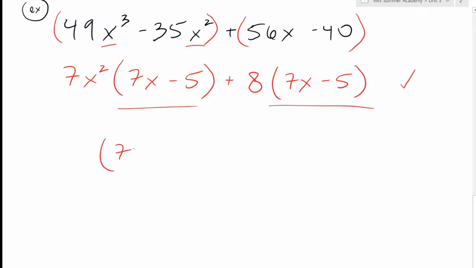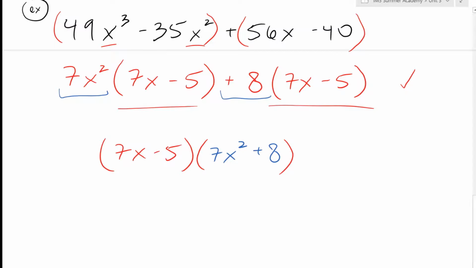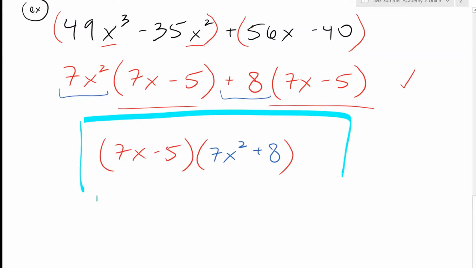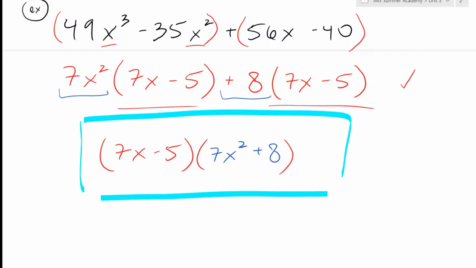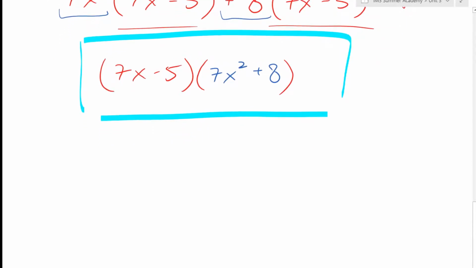Write that shared parentheses. Connect another set and put everything else that's still there. Should be something plus something else. So 7x squared plus 8 goes in the second set. That right there is your factored answer using grouping. So these are all good so far because we really haven't run into one with a minus sign. So let's go ahead and see if we can find one of those.